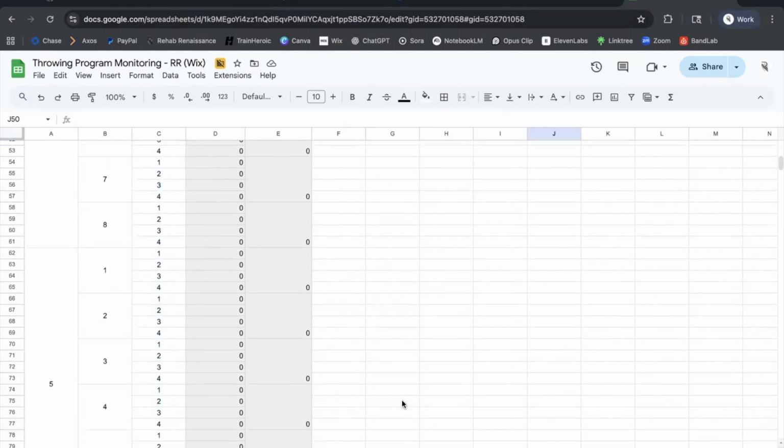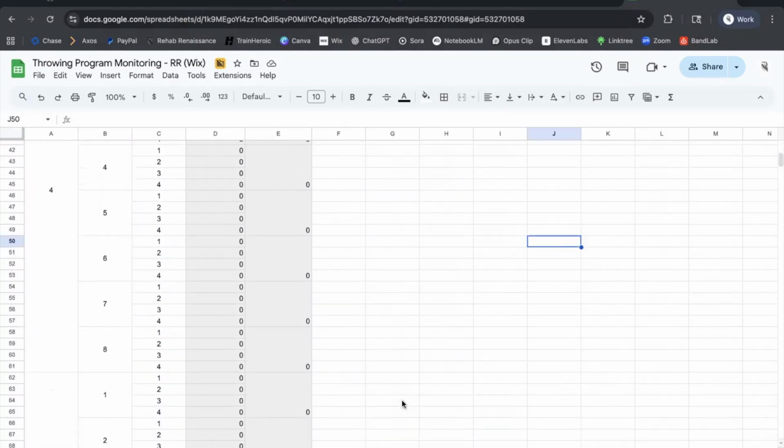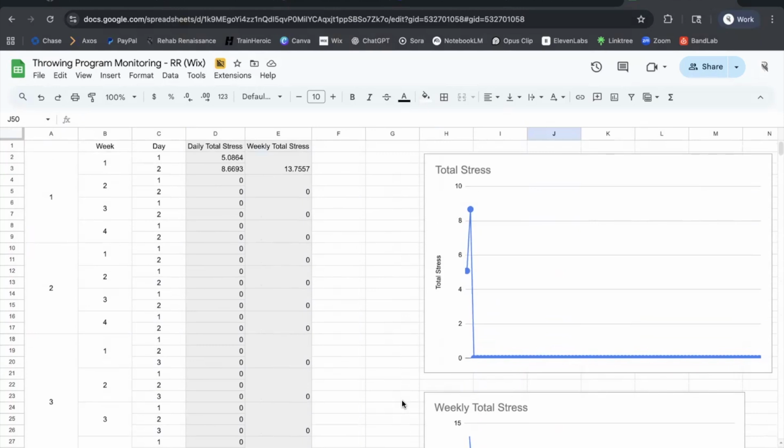So quite a few days that you can use to build out that throwing program there and be able to objectively track stress over time. If you see any huge spikes, you can track that. If you want to plan out what you have in mind for the throwing session for that day, you can do that preemptively and see where that daily strain or stress falls for that session there.